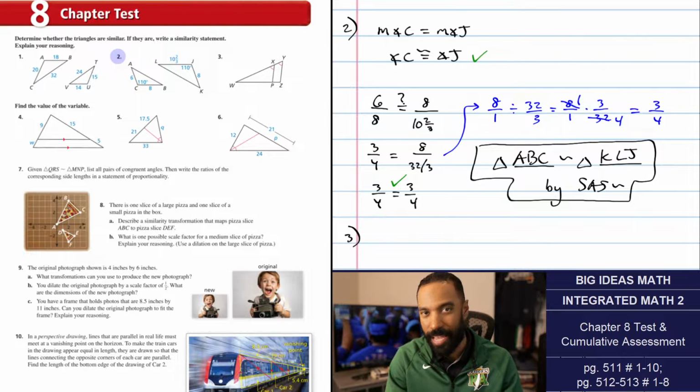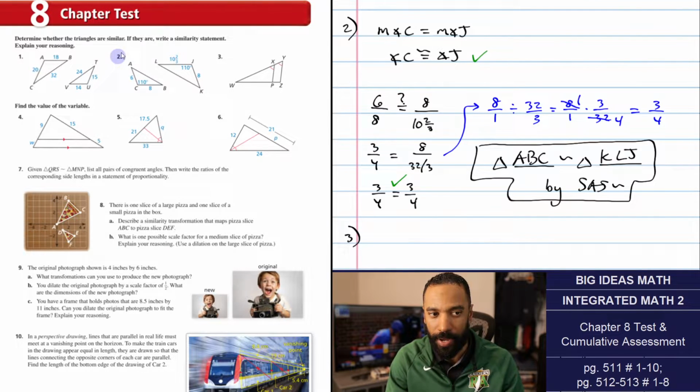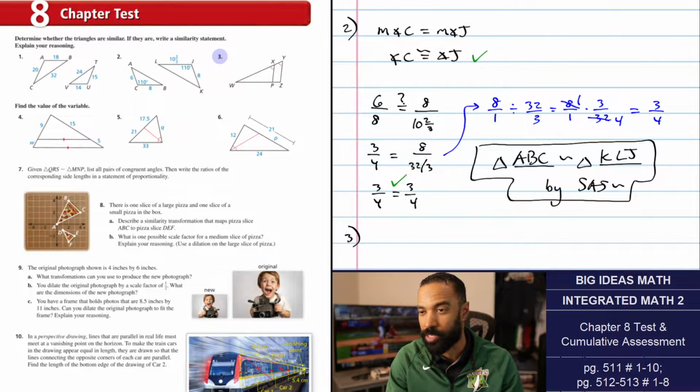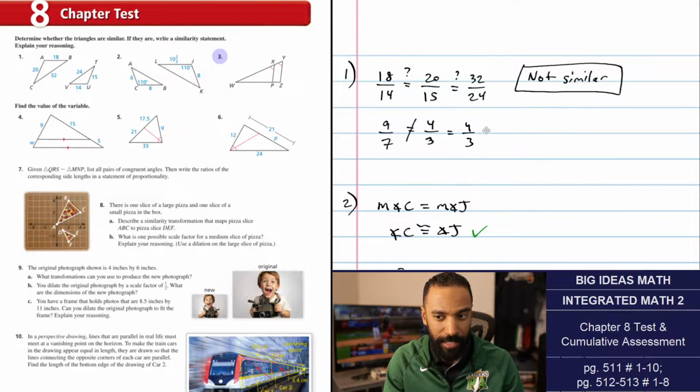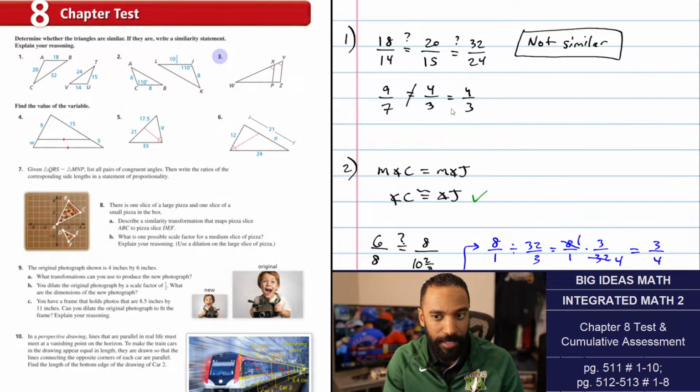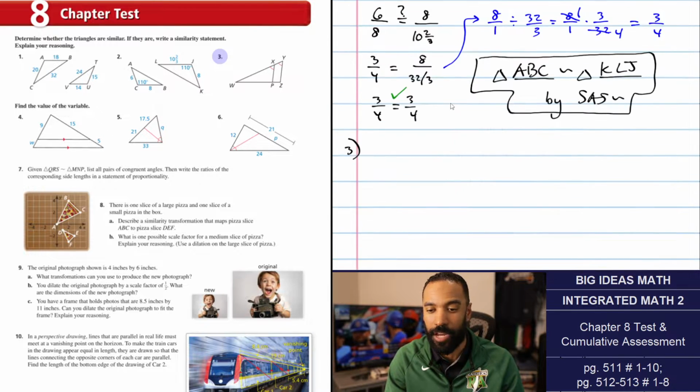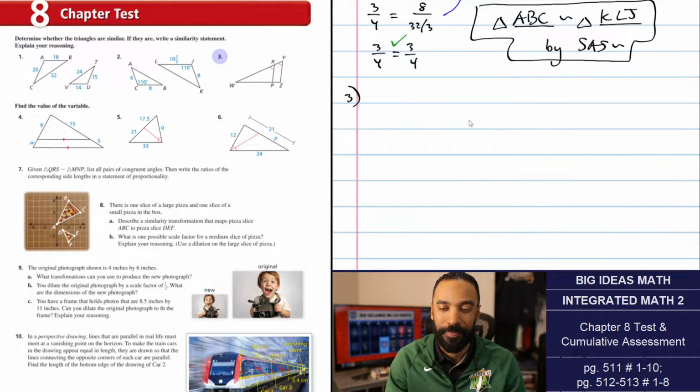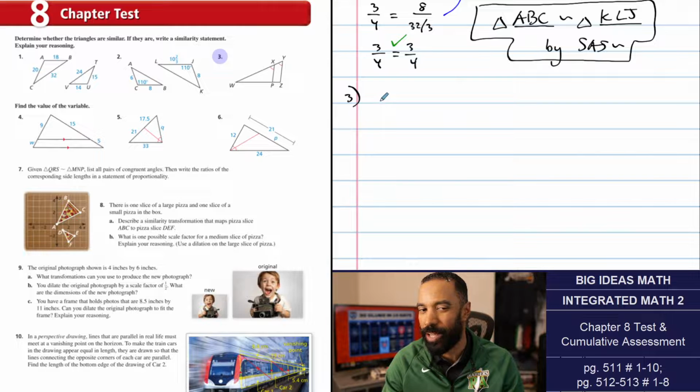Side-angle-side, side-side-side, and angle-angle are three ways to justify your triangles being similar. These did not get the side-side-side treatment. They got the treatment. We tested it. It was not approved. But we tried. Last one was side-angle-side. This one here looks like it's probably going to be an angle-angle test.